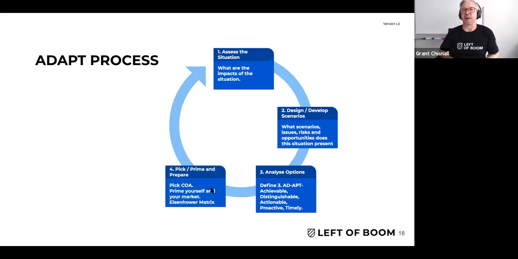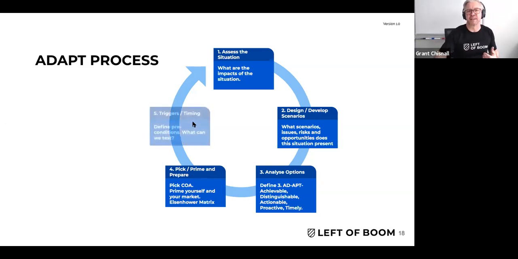The P is really about picking, priming, and preparing. So picking the appropriate course of action, working what you need to do to prime yourself or prime your market or prime your team, shaping that space that you're going to be operating within. And then at the end of the day, what do you need to do to prepare your workforce or otherwise, or your business, to align to those new opportunities?